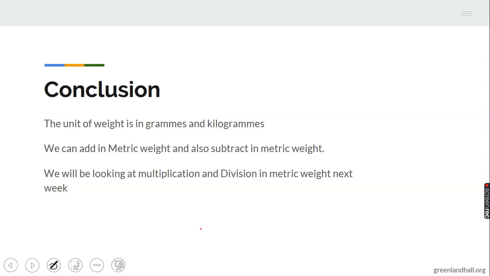Now we can add in metric weight and also subtract in metric weight, like we have talked about gram, centigram, milligram, that's what it means. Then we'll be looking at multiplication and division in metric weight in our next lesson.